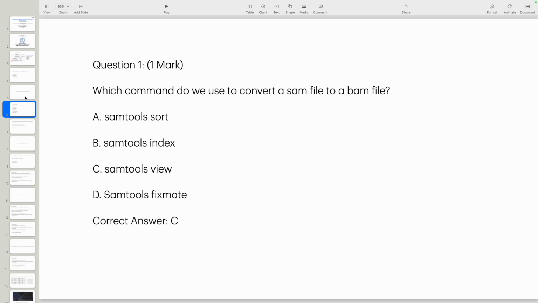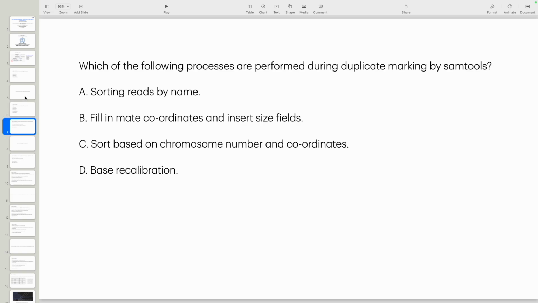Okay, we'll move to our next question. Question number two: Which of the following processes are performed during duplicate marking by SAMtools? A. Sorting reads by name. B. Fill in mate coordinates and insert size field. C. Sort based on chromosome number and coordinates. D. Base recalibration. Just go through this question and try to answer it as well.